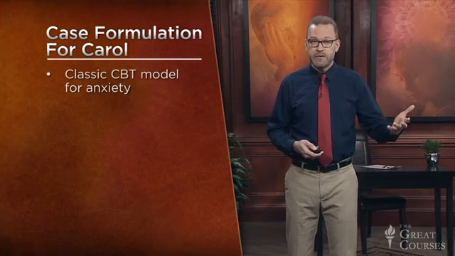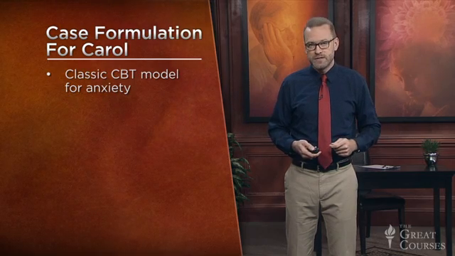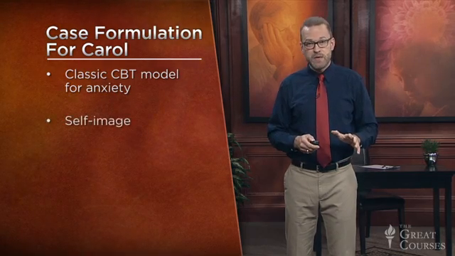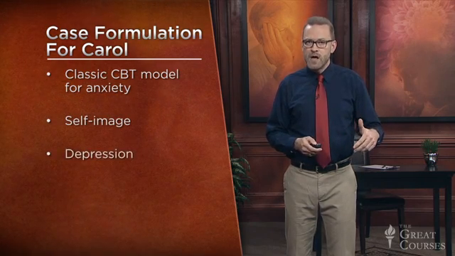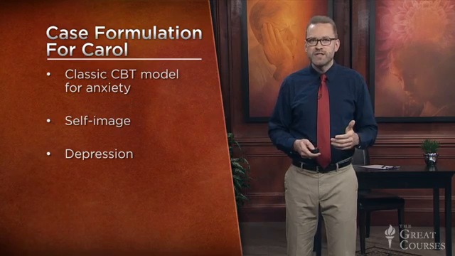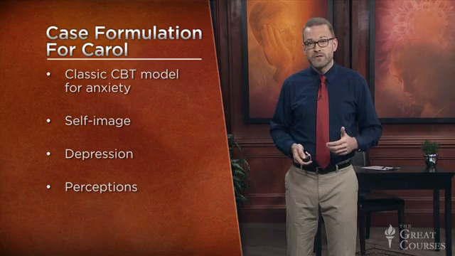Now for Carol, we'll use a classic CBT model for anxiety, where it talks about the perception or misperception of threat, coupled with an estimation of having deficient coping resources. We want to help her look at her self-image, and I'm curious to see if maybe there's a little bit of depression or early life events underneath that might help us to understand why she's so socially anxious. We want to know her thoughts about herself, others, and the world.